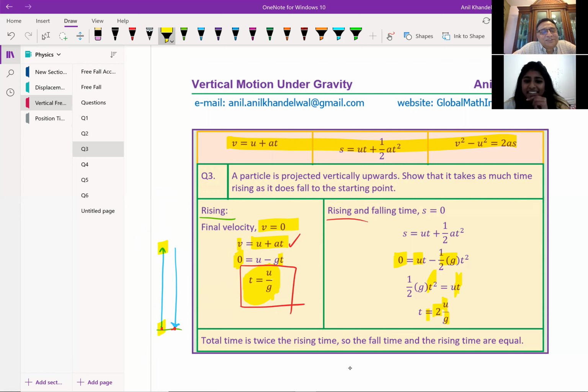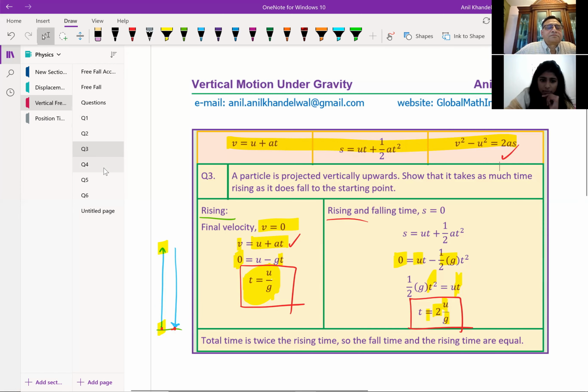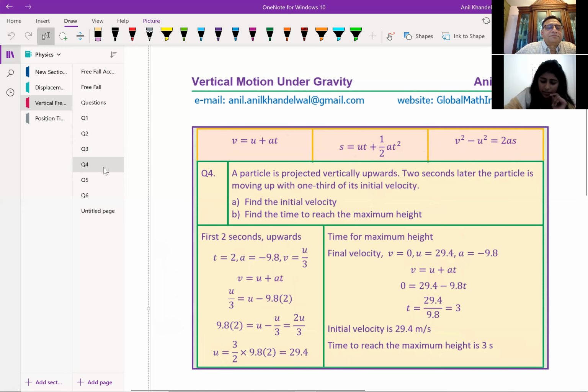And it makes sense. It's double the time, because when you derive the formula, it's literally 2 times u over g. Very important formula also. You could note them as one of your formula lists, special cases. Total time is twice the rising time.